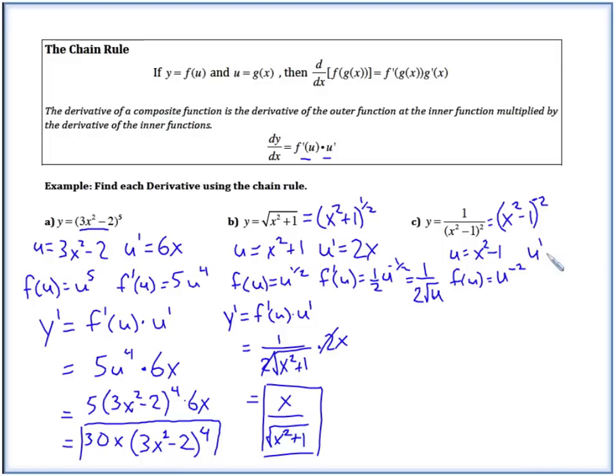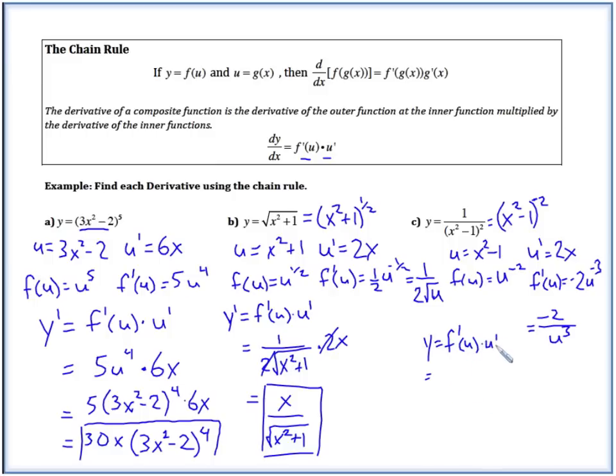Alright, and then our derivatives, u prime is just going to be 2x. And then f prime is going to be negative 2u to the negative 3. And we could rewrite that as negative 2 over u to the third. So typically in our answers, we do want to have positive exponents. Okay, so let's go ahead and apply the chain rule now. So we get y prime equals f prime of u times u prime.